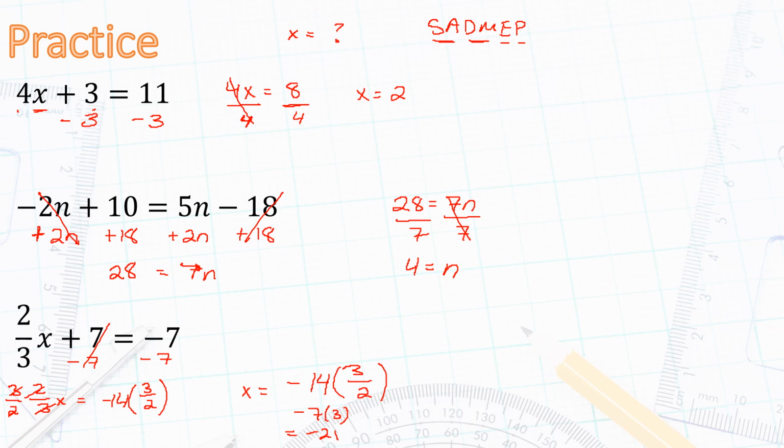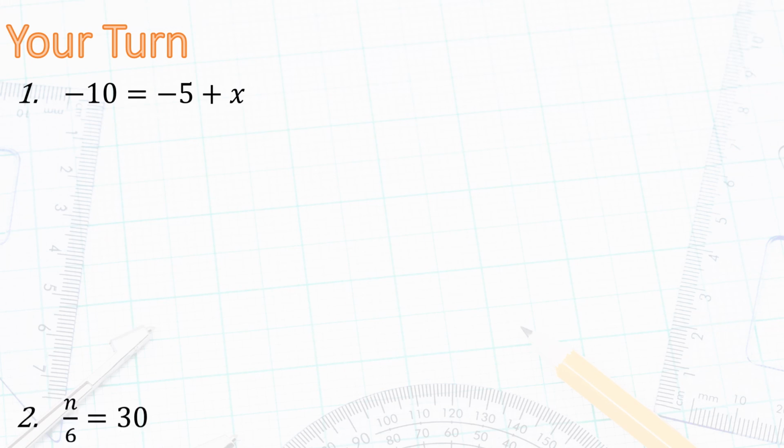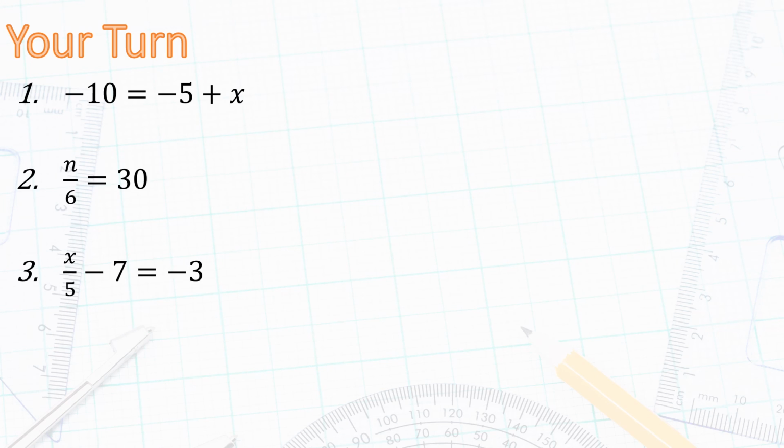Let's try some on your own. All right, take a shot at these and see how you do. So we have minus 10 equals negative 5 plus x. N over 6 equals 30. X over 5 minus 7 equals minus 3. Pause the video, try them out, and then come back and see how you did.